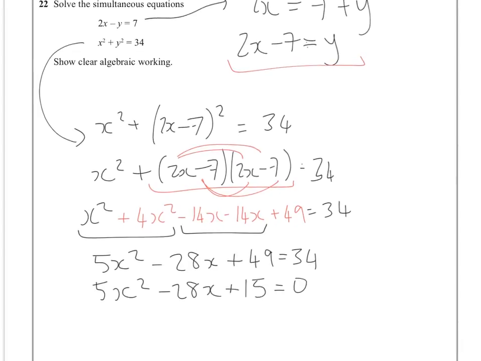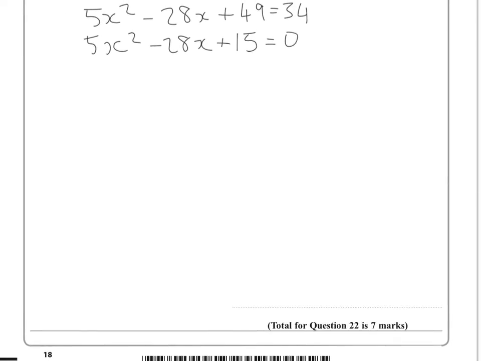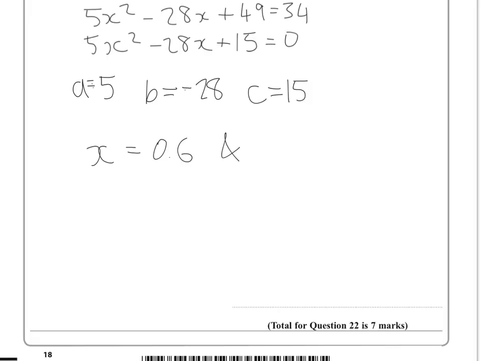At this point, we now want to use the function on our calculator that solves a quadratic equation. So a value equals 5, b value equals minus 28, c value equals 15. So that's mode 5.3 on the calculator. Sub in the values and you get x solutions equaling 0.6 and 5.